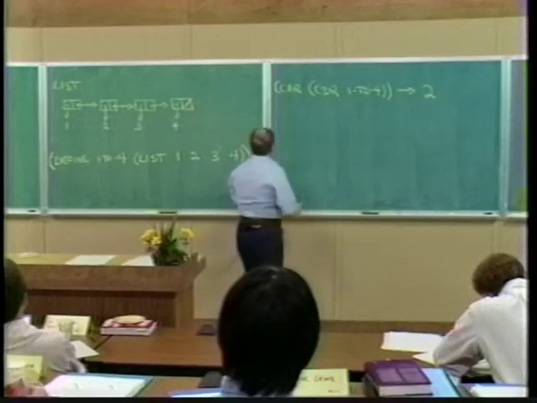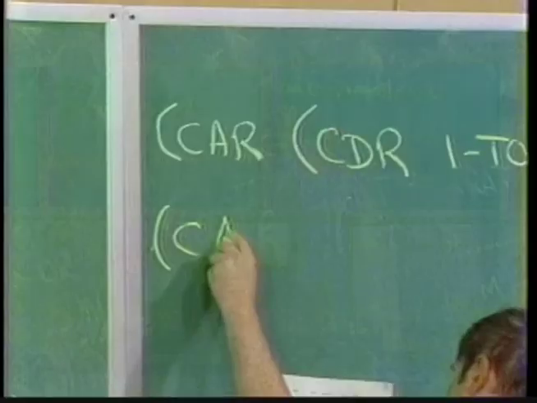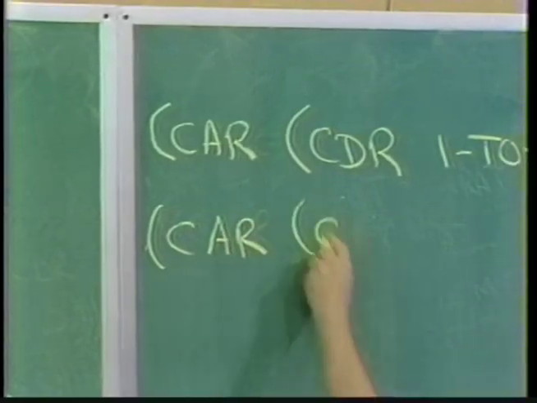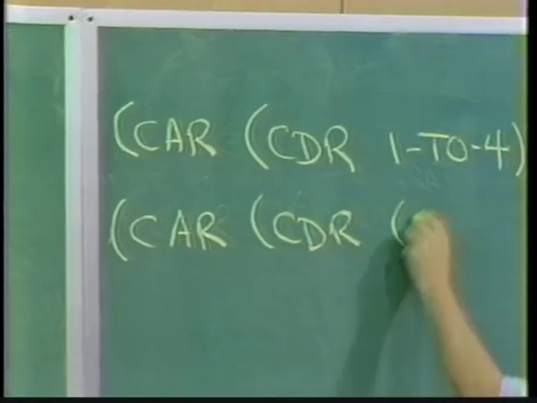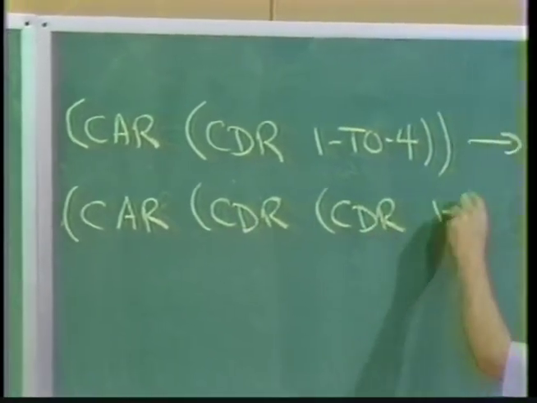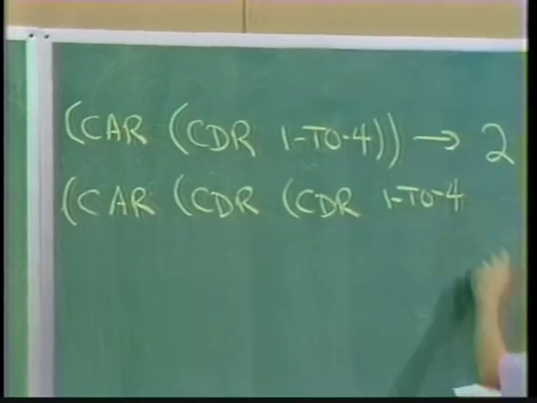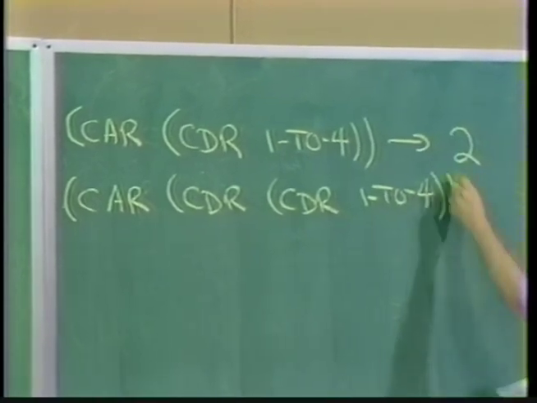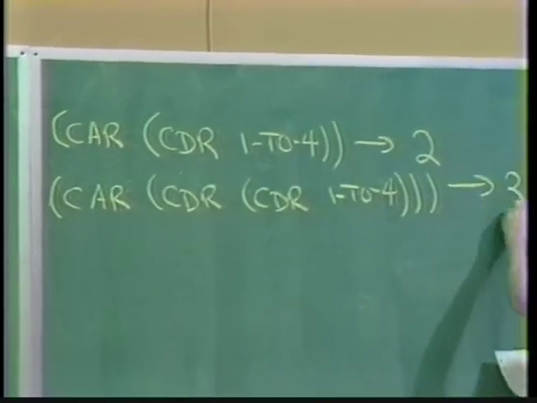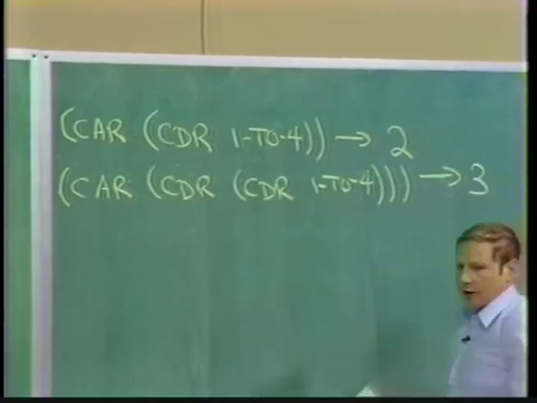And then similarly, the car of the cdr of the cdr of 1 to 4 would give me 3, and so on.